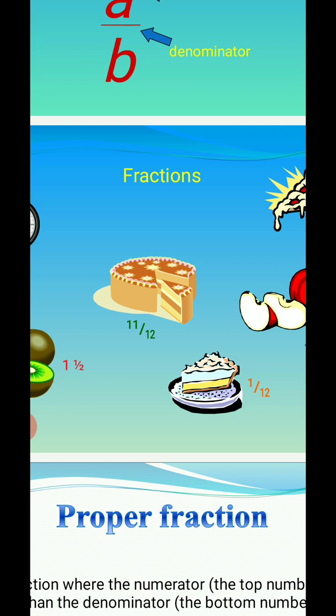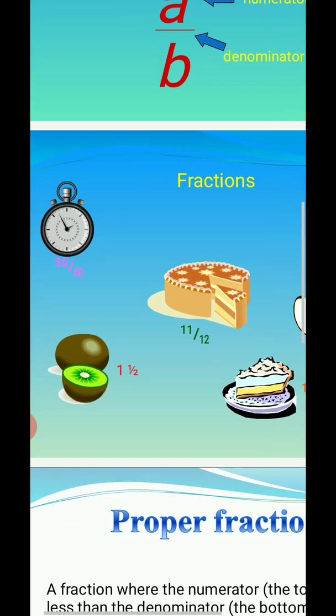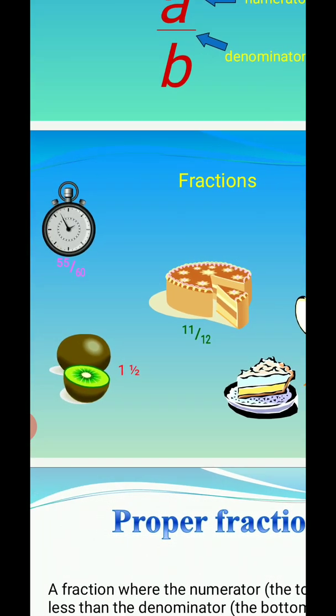There are lots of examples. Besides cake, you can take the example of fruit. This is one example where we have shown 1 kiwi and a half. This represents 1 and a half. This is an example of a mixed fraction. Similarly, students, a watch is also an example of a fraction. There are a lot of things in our daily life in which we observe fractions.